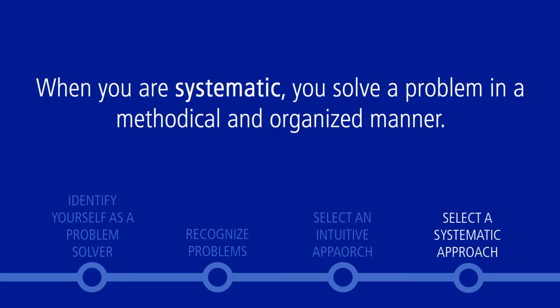When you're systematic, you solve a problem in a methodical and organized manner. Systematic problem solving takes a reasoned, rational approach and is appropriate for larger, more complicated problems or situations that involve a lot of risk. One systematic problem-solving method is to adopt a solution from a prior problem and apply it to the current situation.